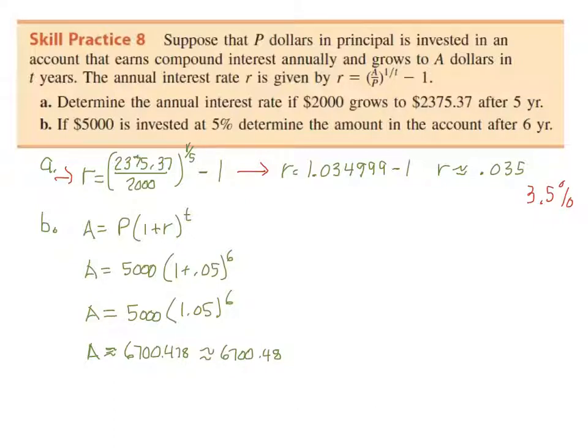In part B, we have to solve the equation for A. So if we're solving for A, when you do the algebra, you'll see that A is equal to P times parentheses 1 plus R raised to the T. So now it says if $5,000 is invested at 5%, determine the amount in the account after 6 years. We put in 5,000 for P. We put in 0.05 for 5%. And we put in for T 6. When we do the calculation, 5,000 times parentheses 1.05 raised to the 6th power, we get approximately $6,700.48.